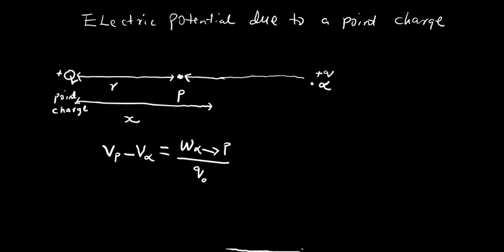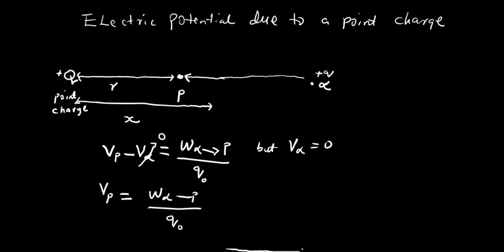Since we are aware that the potential at infinity is equal to 0, this cancels out to become 0. We now have the potential at P to be the work done from infinity to P divided by the charge. We can call that equation 1. I hope that is taken.